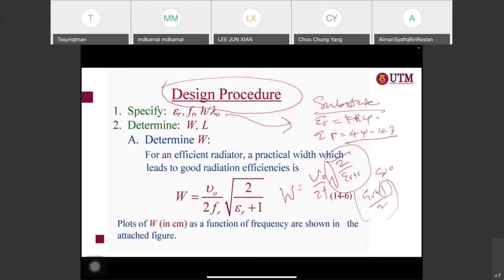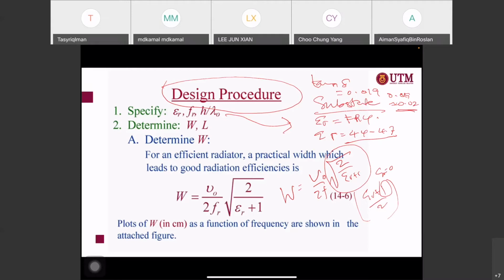And another one is the loss tangent. The loss tangent, the delta, is very high. If I'm not mistaken, it is nearly 0.019, or roughly about 0.02. So if you have a very high tangent delta, the value of losses will also be very high as well.